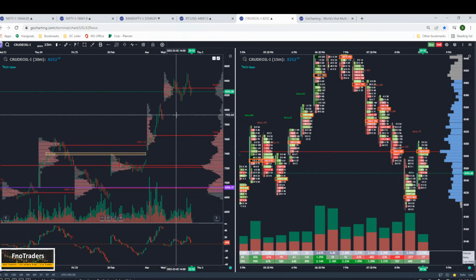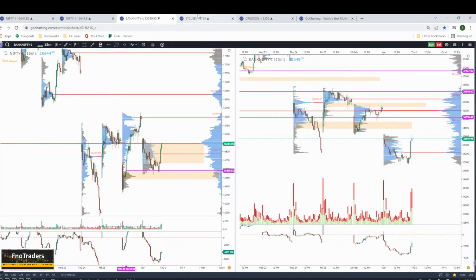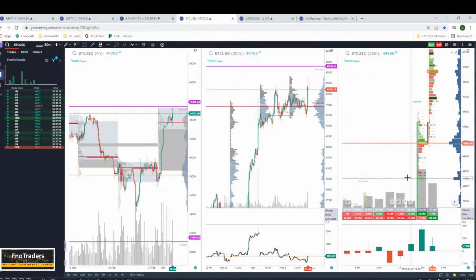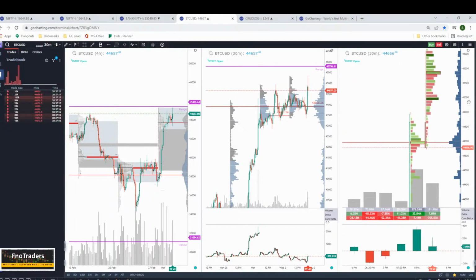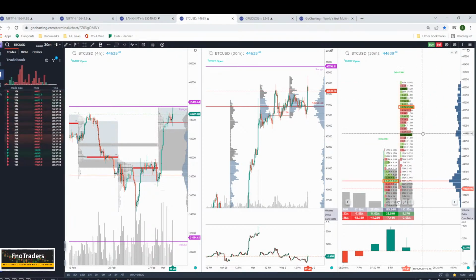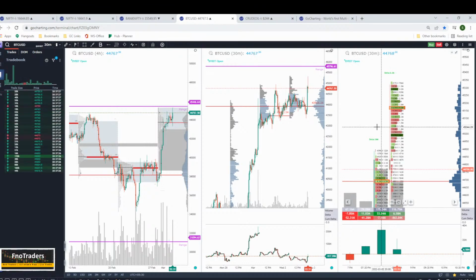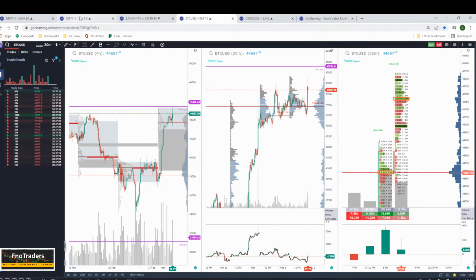Apart from that, what else? I'm happy to take questions if any. So Vaidyaji, if you see, now this is the volume cluster. This is where you would want to see prices getting above or below for a continuation. That is the kind of thing you would look for in a real-time situation.